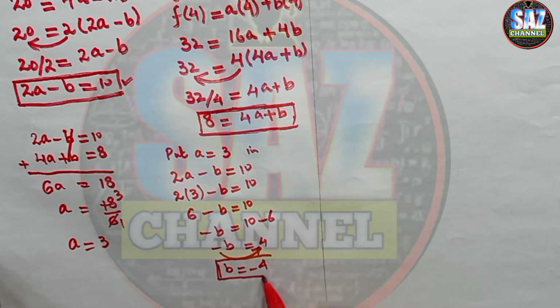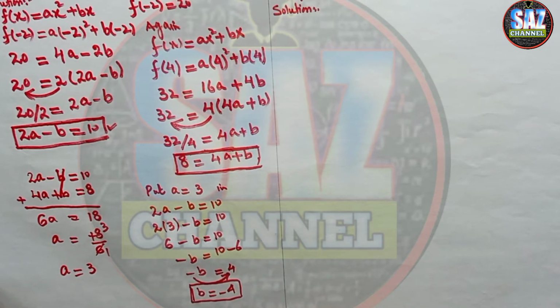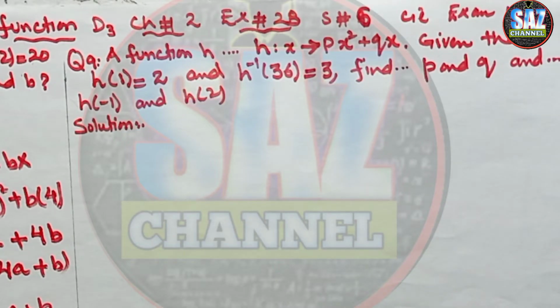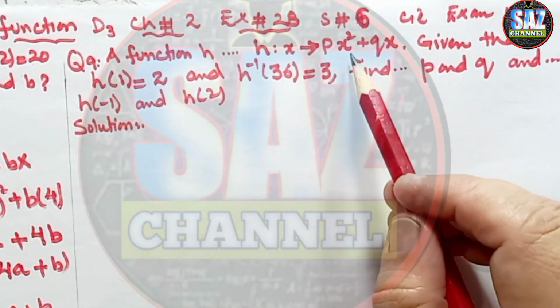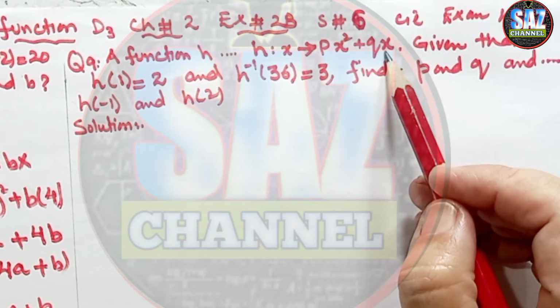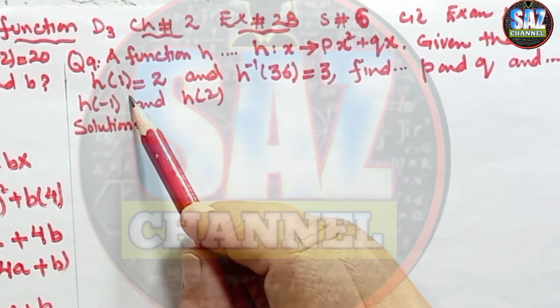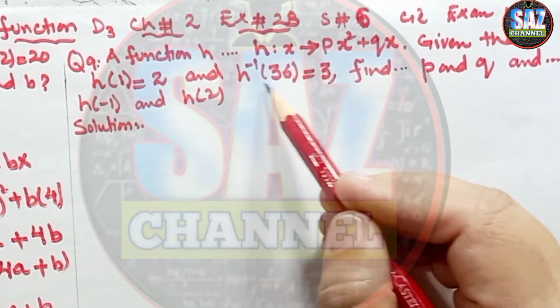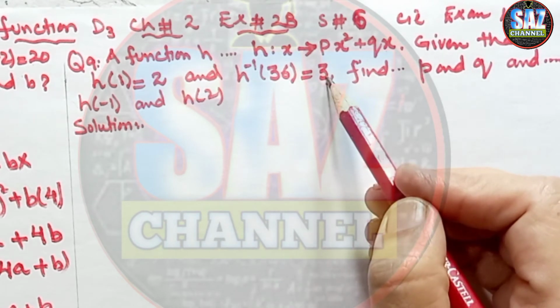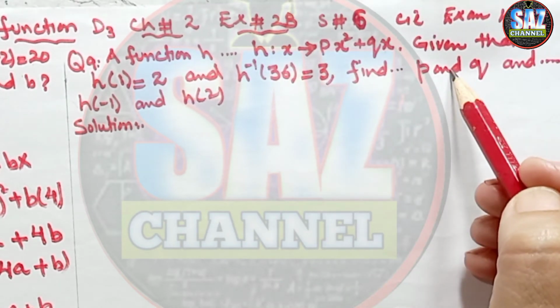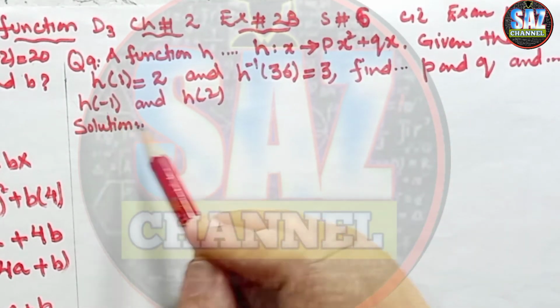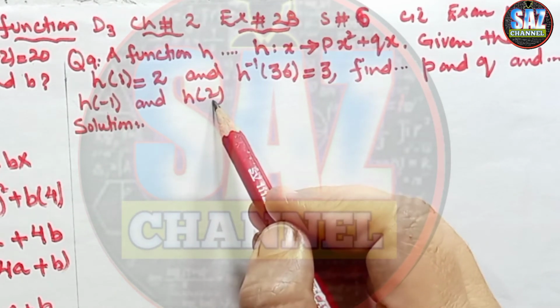I hope you are clear about this question. Let's move to the next question. And first read the question. Question says that the function h is defined as h of x gives us p x square plus qx, and given that h of 1 equals 2 and h inverse of 36 equals 3, find the value of p and q, and hence find h of minus 1 and h of 2.